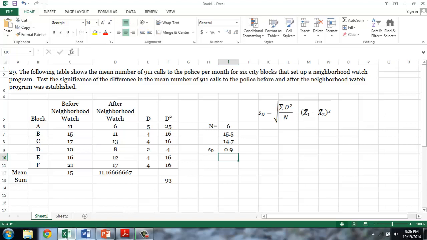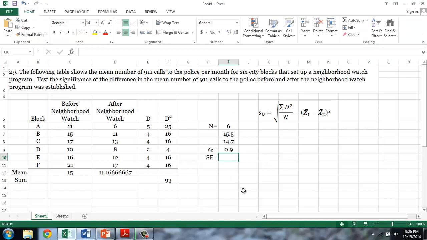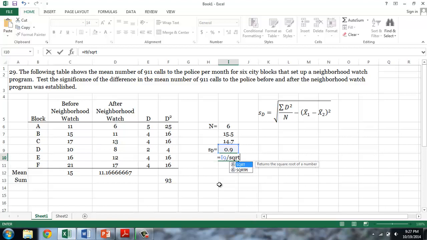Now that we have our standard deviation, we can estimate the standard error. It is simply equal to the standard deviation divided by the square root of n minus 1. So the standard error is equal to the standard deviation that we just calculated divided by the square root of n, or 6, minus 1, which gives us a standard error of 0.4.